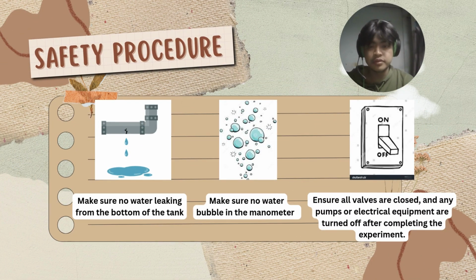So this is our safety procedure. First, make sure no water is leaking from the bottom of the tank. Next, make sure no water bubble in the manometer. And lastly, ensure all valves are closed and any pump or electrical equipment are turned off after completing the experiment.